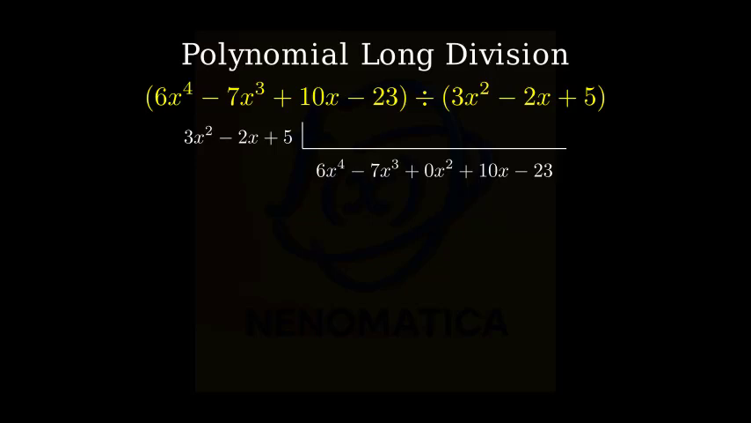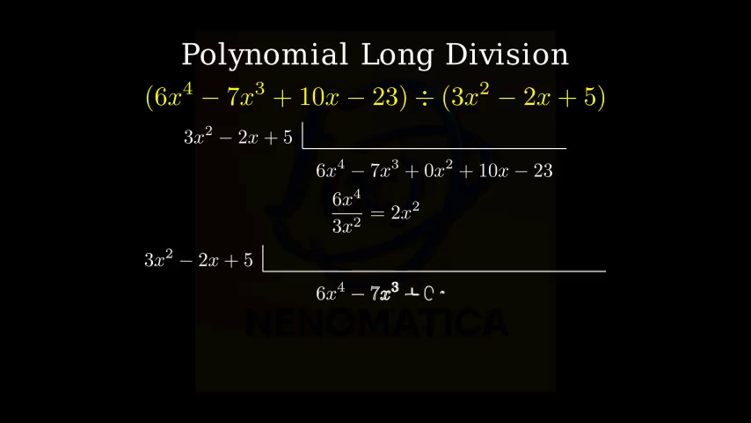To find the first term of our quotient, we need to divide the highest degree term of our dividend by the highest degree term of our divisor. That's 6x to the fourth divided by 3x squared, which gives us 2x squared. So we write 2x squared as the first term of our quotient.